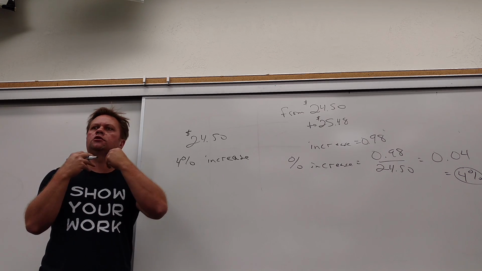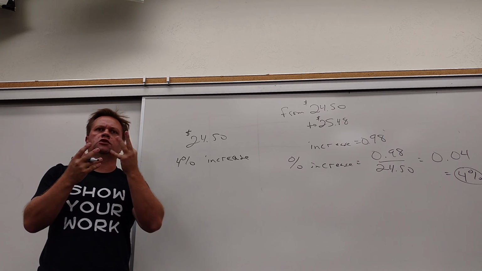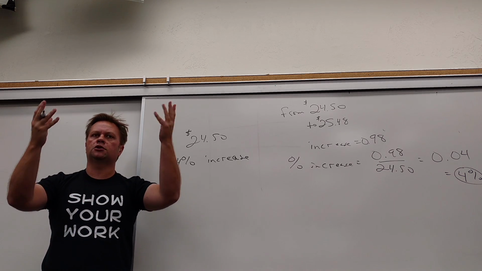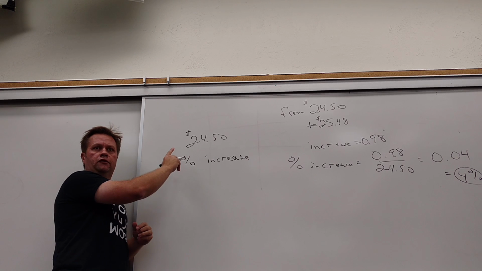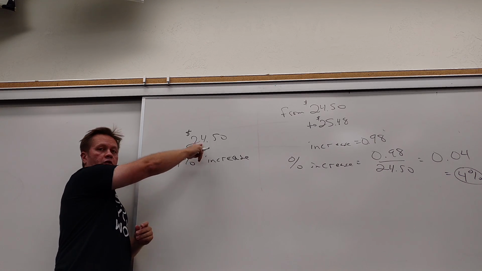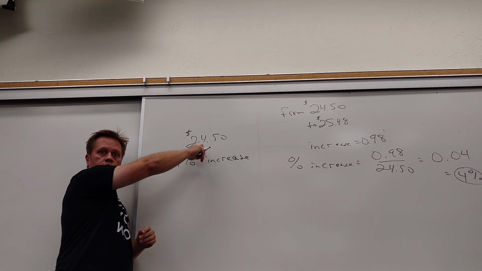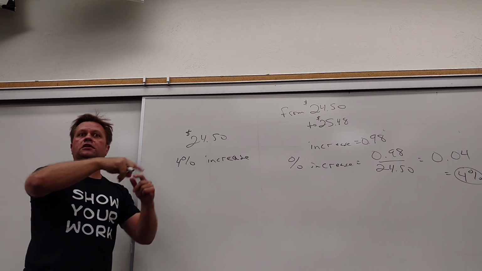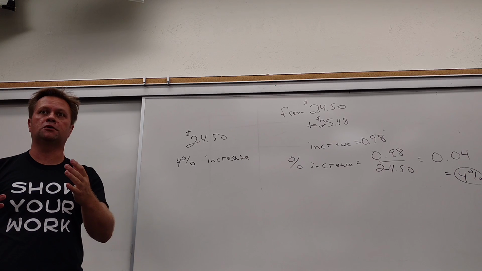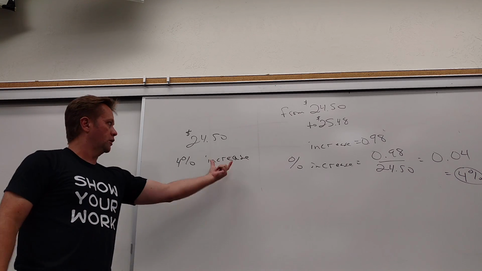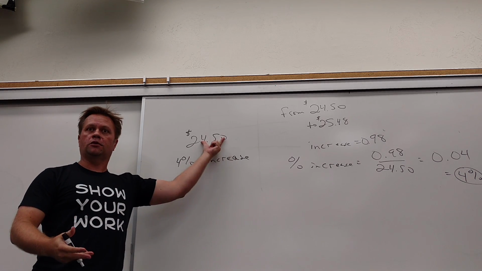How would I figure it out? You don't have to tell me the math. You don't have to take this number times it. What would you do in English? You would take 4% of 24.50, and that'll tell you what? Will that tell you her new pay? Hopefully not. She doesn't want to get paid 4% of what she was getting paid. You would take that amount and you would add it to 24.50.